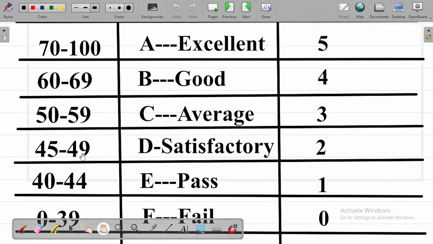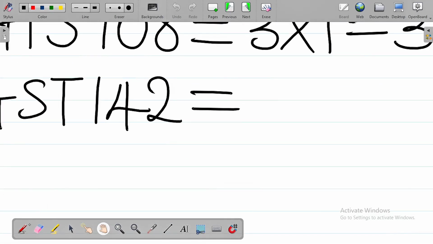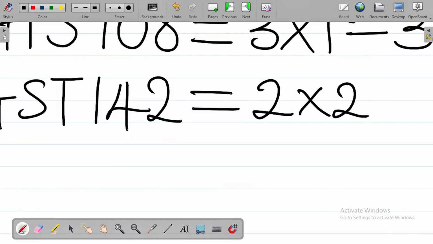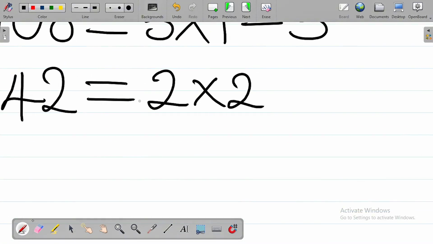45 marks to 49 marks is D, and D is 2 points. So we have a 2 multiplied by 2. 2 is the point, and 2 is the course unit. So 2 multiplied by 2 gives us 4.